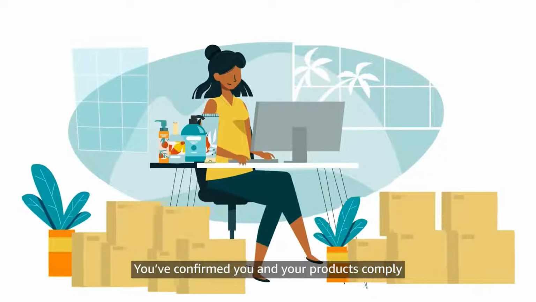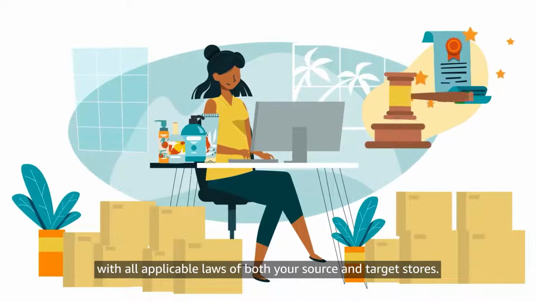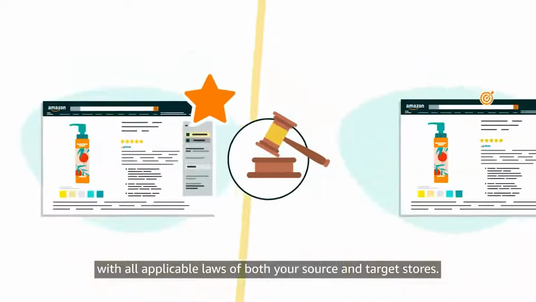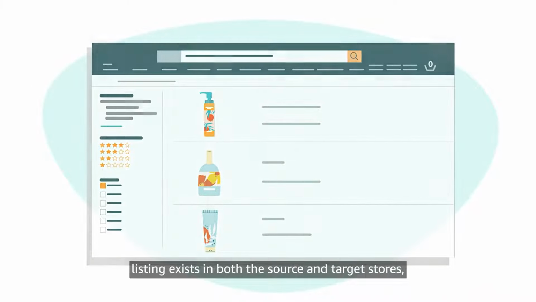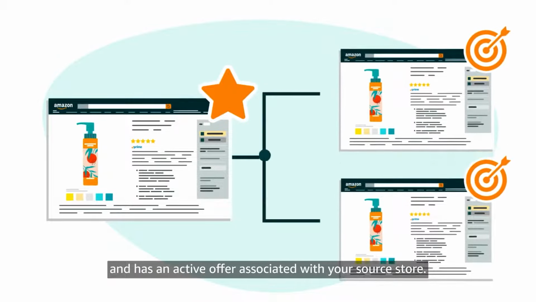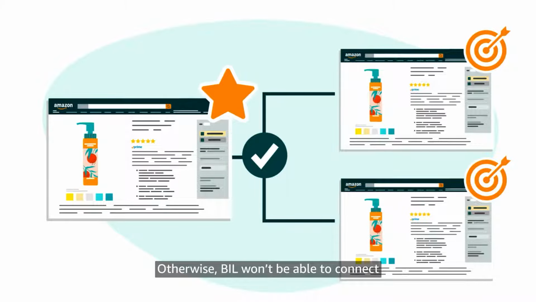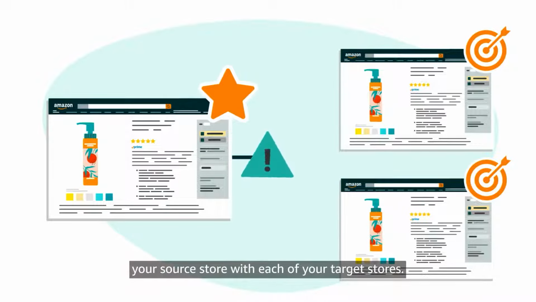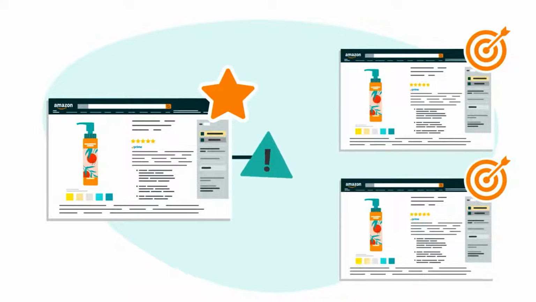You've confirmed you and your products comply with all applicable laws of both your source and target stores. You'll also need to confirm your product listing exists in both the source and target stores and has an active offer associated with your source store. Otherwise, BIL won't be able to connect your source store with each of your target stores.